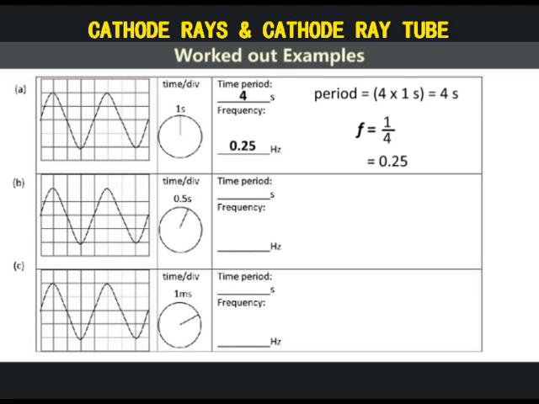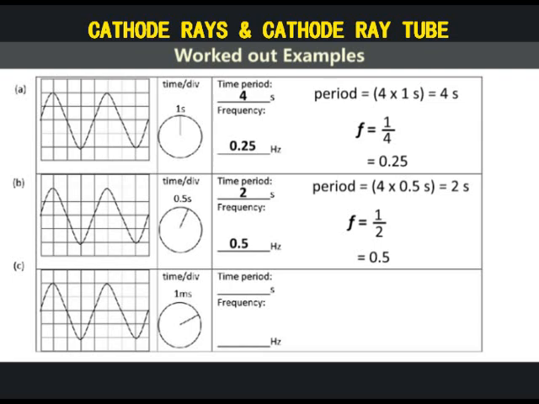The second one, the first cycle ends here. These are also 4 divisions. Time base is set at 0.5 seconds, so 0.5 seconds per division. Period t will be equal to 4 times 0.5, giving us 2 seconds. And f will be equal to 1 over t, which is 1 over 2, and that gives us 0.5 Hertz.